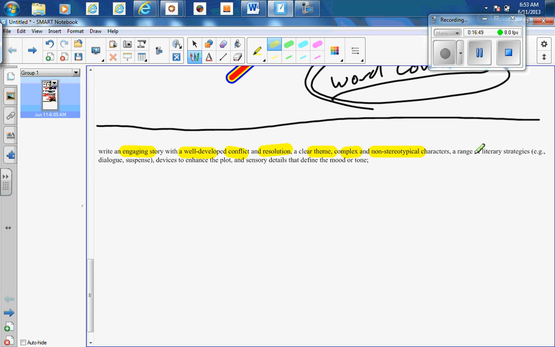And you need to have also a range of literary strategies. And whenever they give things that are precise, like dialogue and suspense, I'm going to require you to have dialogue and suspense because we need to have them. But you don't just put them in there. They enhance the plot. Your plot is your story. And you also have to include sensory details. Sensory details make you experience the story, that define the mood or the tone. Your mood and your tone essentially is the emotion being conveyed.